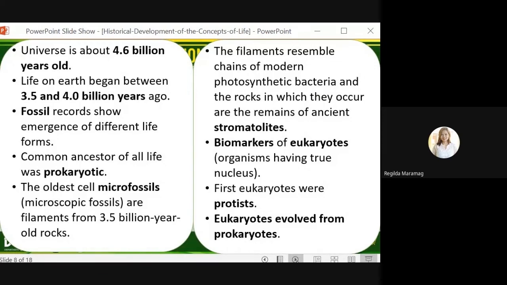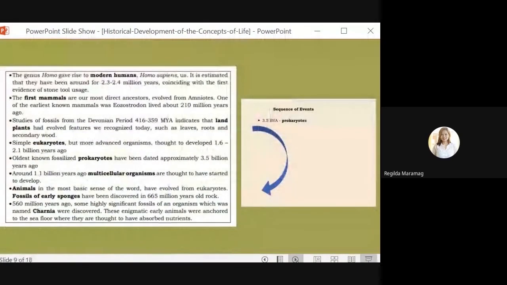eukaryotes evolved from prokaryotes. So the evolution of life has brought about the changes in the environment, which are linked to changes in climate and geology. These Earth's environmental changes made the Earth's environment more suitable for a wider variety of life forms. Okay, let us proceed to the next activity.